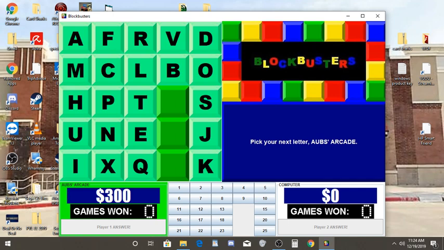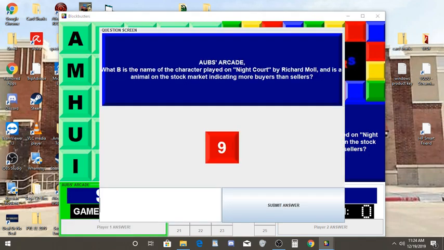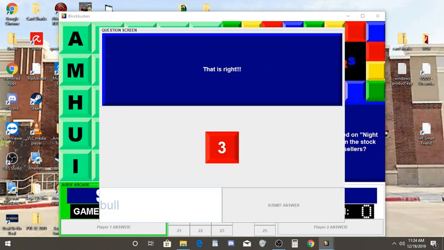Okay. How about B? What B is the name of the character played on Night Court by Richard Moll and is an animal on the stock market indicating more buyers than sellers? Bull? That's right. Wow. Okay.